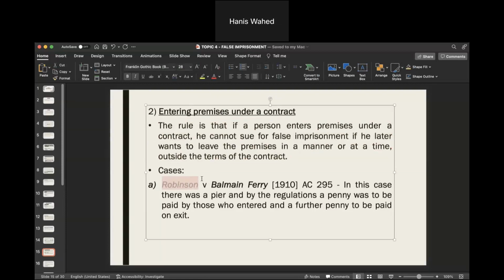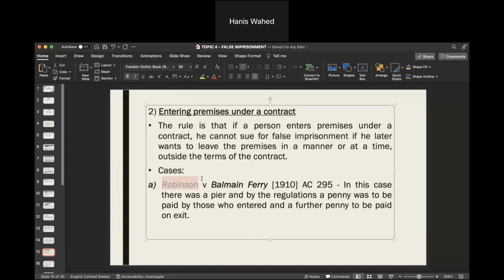Okay, basically in this case, if you read the facts of this case, maksud dalam kes ini, the plaintiff dia nak buat a ferry, ya, and the rule is that those who want to enter the pier, they need to pay a penny. Okay, those who want to enter, they need to pay a penny, and they need to pay another penny when they want to exit. Okay, that's the term of the contract for those who want to board the ferry.